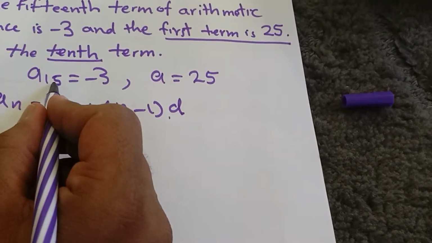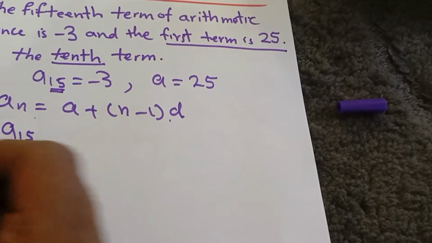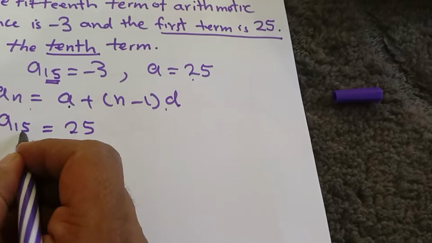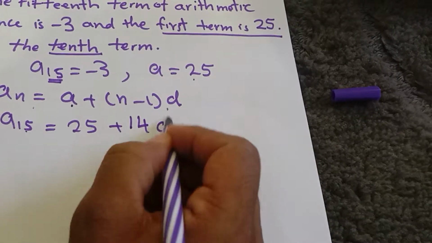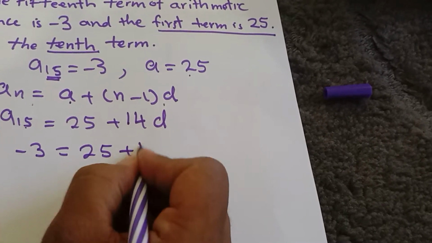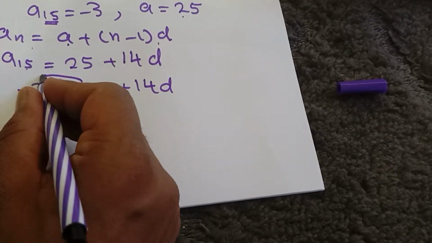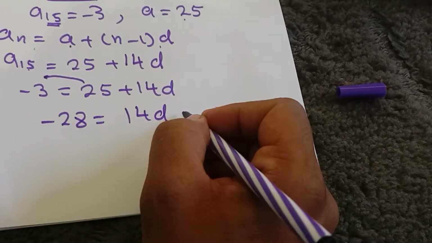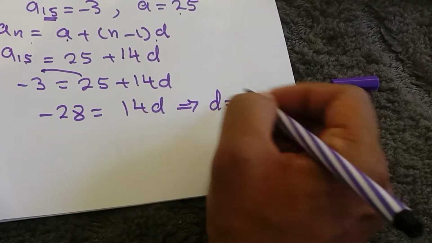If we use n equals 15 here, then this is a15, which equals negative 3. We write the value for this, equals a, and a is 25, plus 15 minus 1, which is 14, times d. So negative 3 equals 25 plus 14d. Now if I move this to the other side, I get negative 28 equals 14d. From here, I get d by dividing by 14, and you get negative 2.